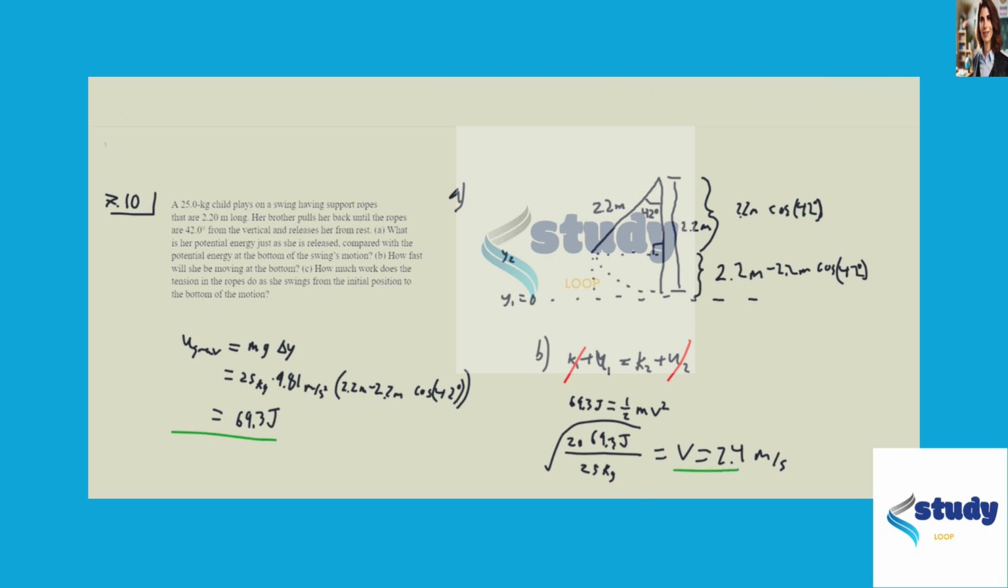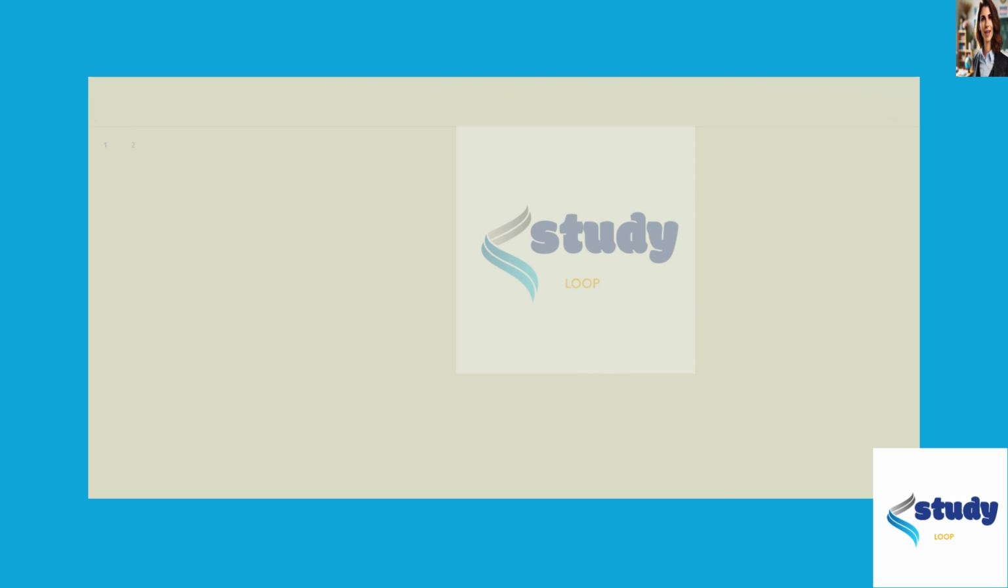Okay, and then C, how much work does the tension in the ropes do as she swings from initial position to the bottom of the motion? Okay, so I'm going to go to a new page, and we're going to have the point where the rope starts, and it's going to be where that girl is. And I'm going to write two vectors that will show what is happening here. So we have T for tension, right? That's what the rope does. It pulls her towards the point there. The rope can only pull.